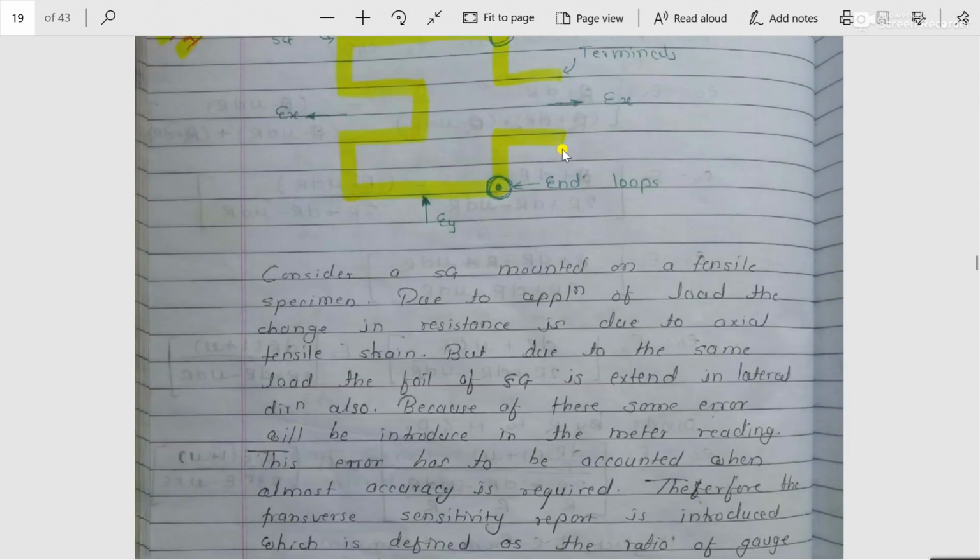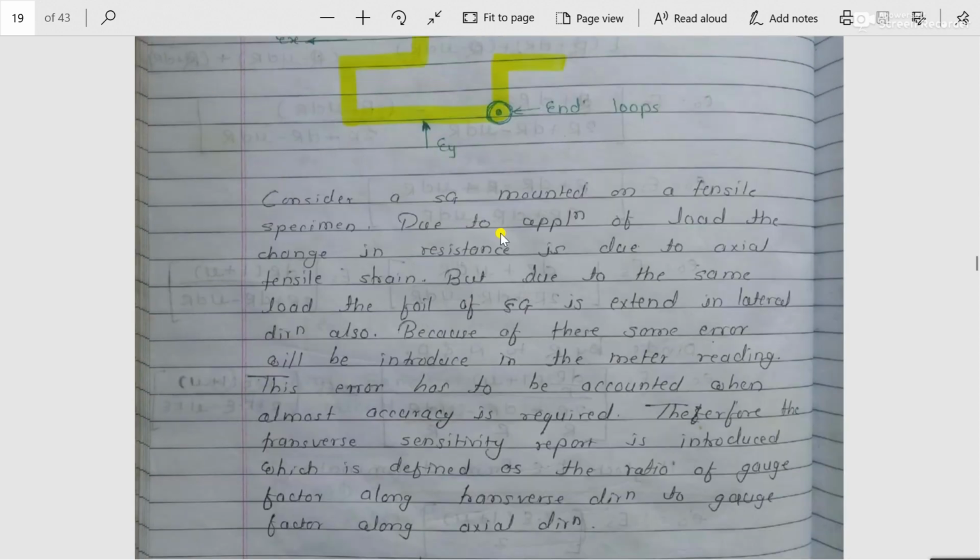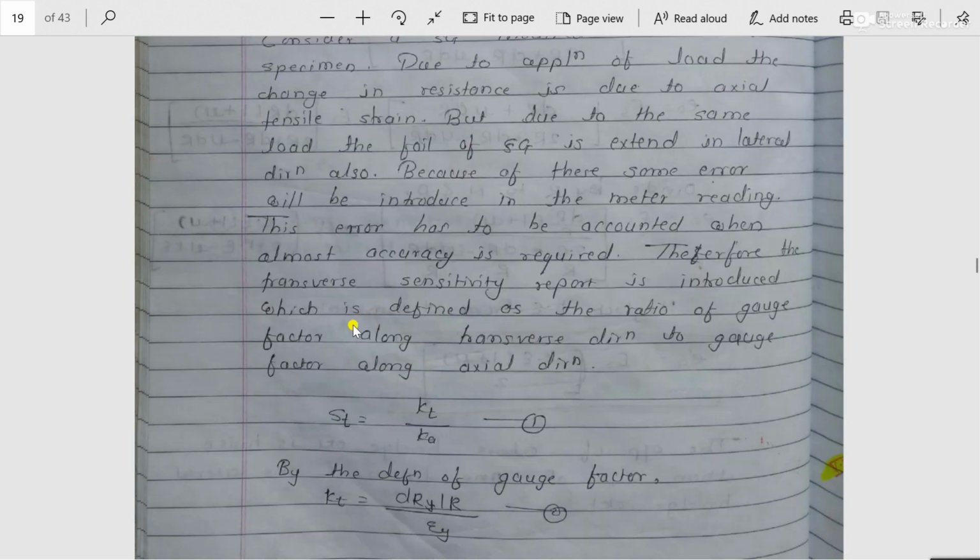According to that axial and that transverse direction, the transverse sensitivity has been defined as the ratio of the gauge factor along the transverse direction, meaning the y direction, to the gauge factor along the axial direction, meaning the x direction. This transverse sensitivity is indicated by St, which is equal to Kt upon Ka. What is meant by this particular K?